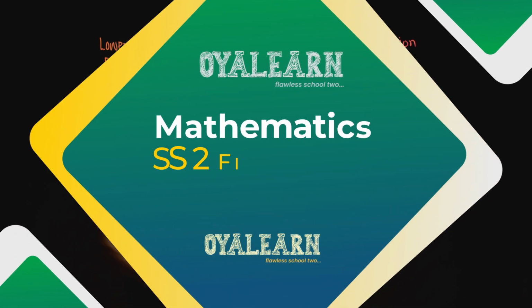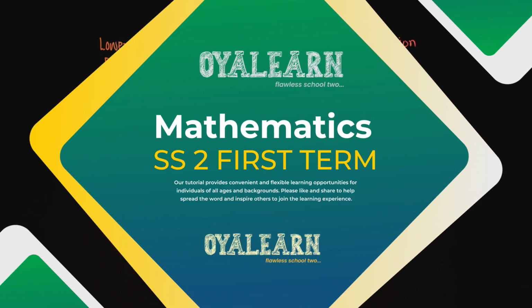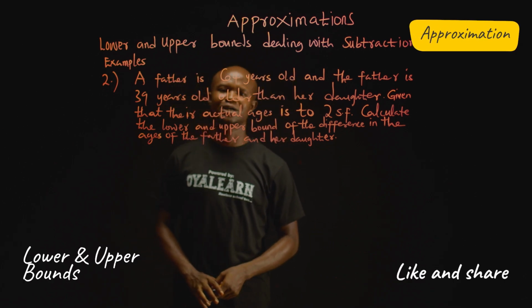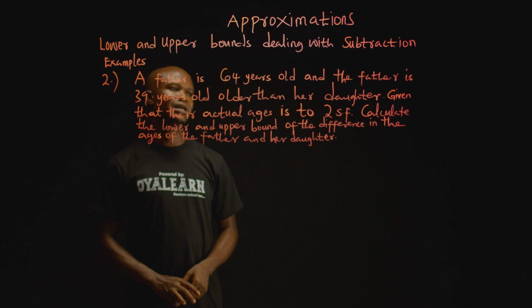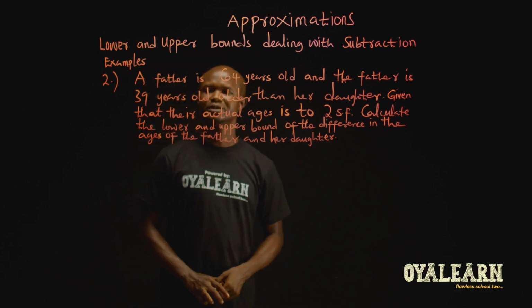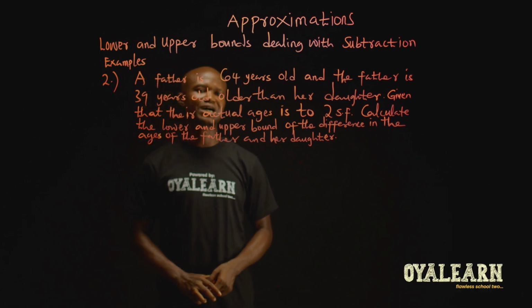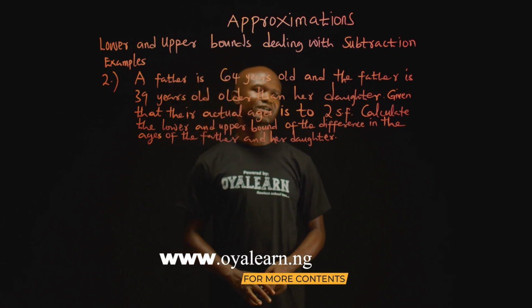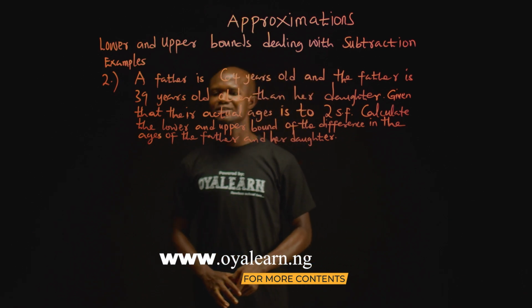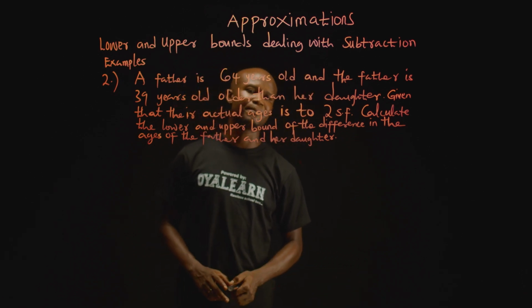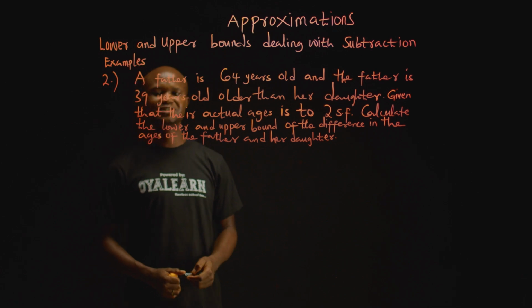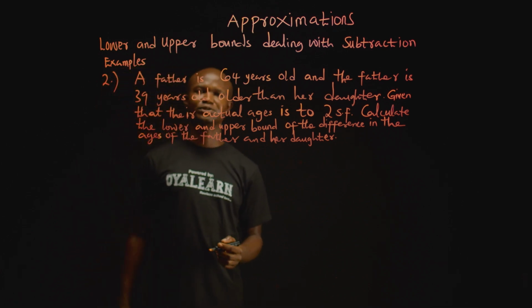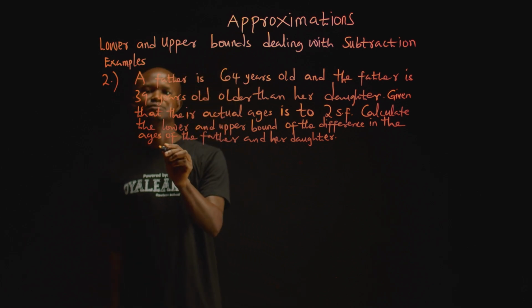A father is 64 years old and the father is 39 years older than a daughter. Given that their actual ages are to 2SF, calculate the lower and upper bound of the difference in the ages of the father and daughter. Solution.